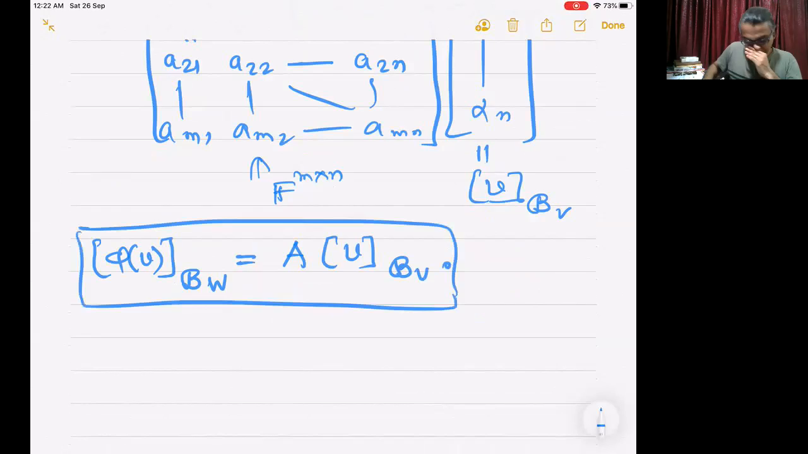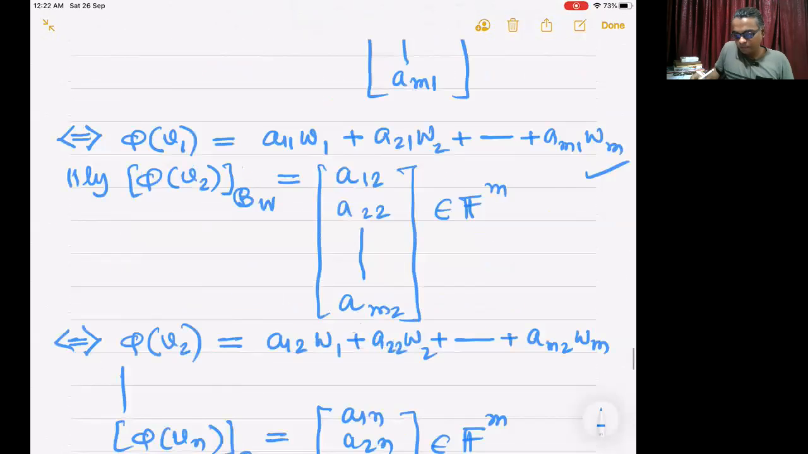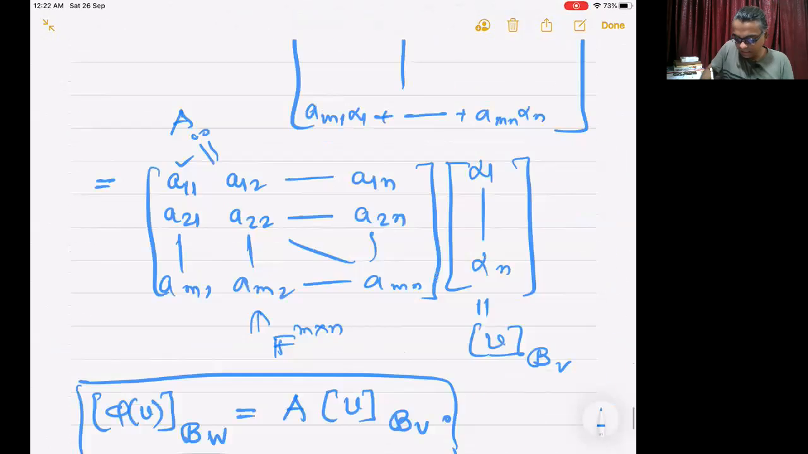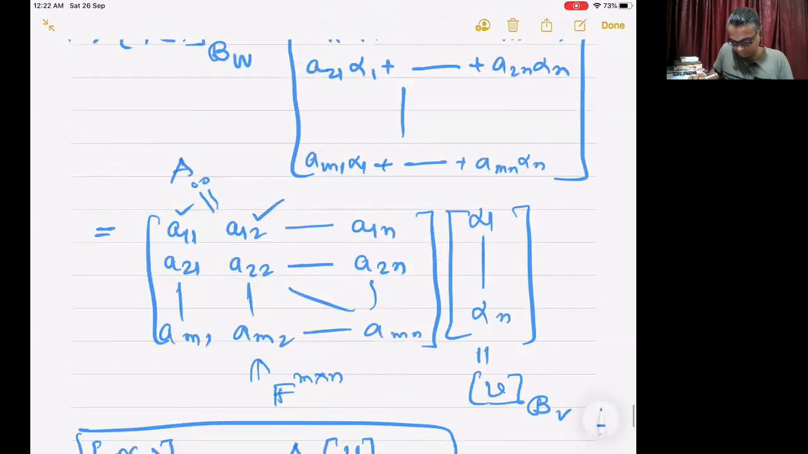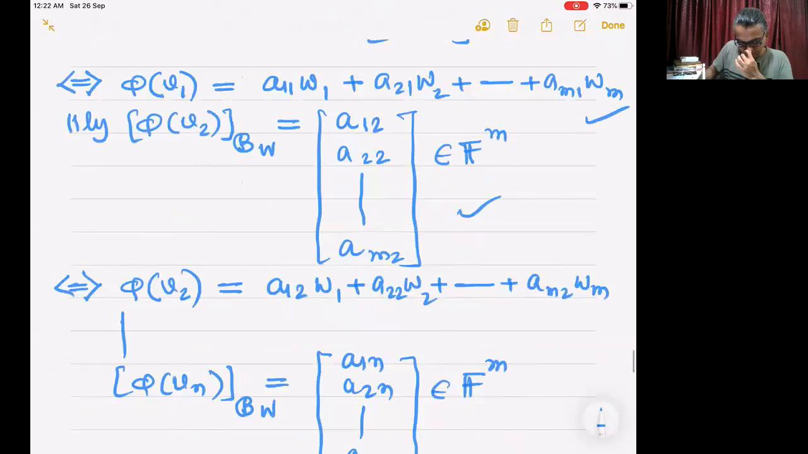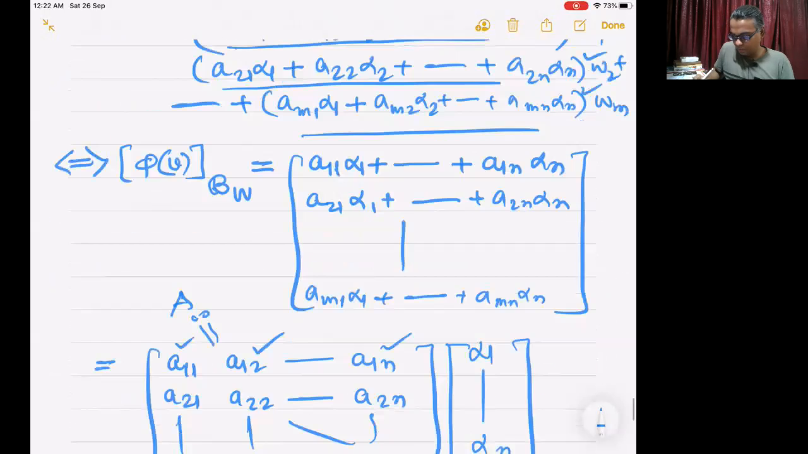Yeah, but now look at A. First column of A, A11, A21 up to AM1. What was that? Phi V1 represented in BW. Second column, A12, A22, AM2, this one. And so on. The nth column, A1n, A2n, AMn.